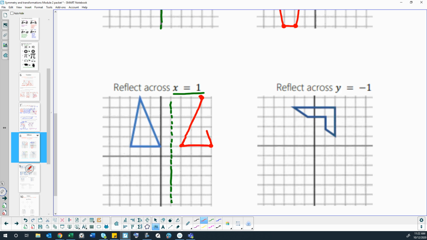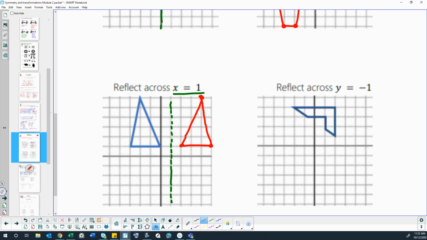If I draw that in, does that look like the reflection is happening over the line x equals 1? Does that put the green line right in the middle between the two? The reflection over it. Does that look right? So all I did is I counted 1, 1, 4, 4, 3, 3, kept everything at the same height.